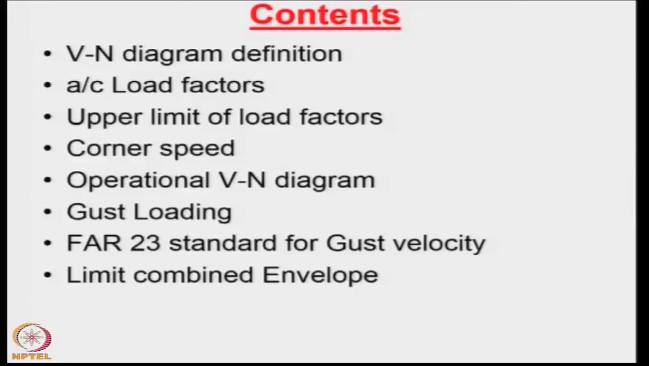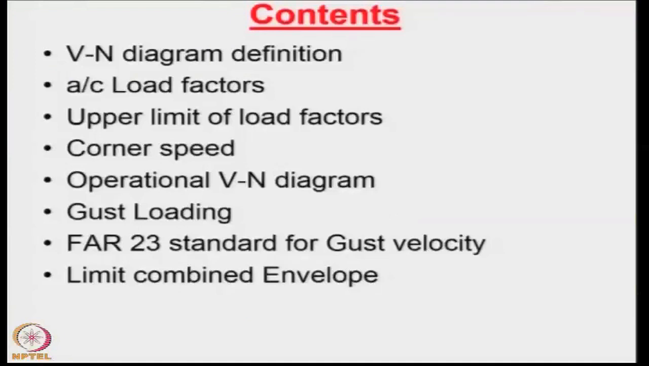The contents of this talk are as follows. We will first look at the definition of a V-N diagram. We have a look at the load factors acting on an aircraft. We identify what are the upper limits on these load factors. We look at the concept of corner speed and then the operational V-N diagram. Then we look at the effect of gust loading. You see how the regulatory bodies like FAR 23 define a V-N gust loading for the V-N diagram, and finally, what is the limit combined envelope.